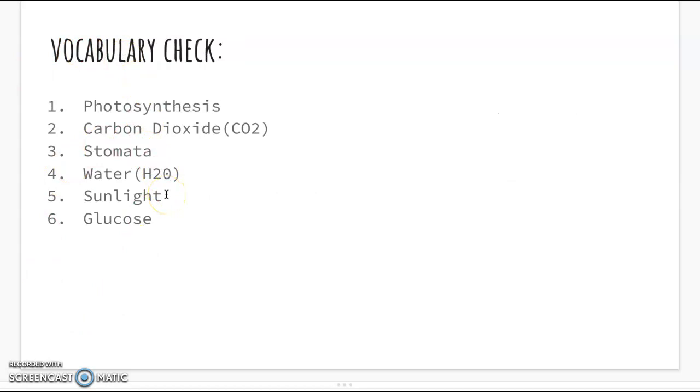Finally, now that we have gone over the process of photosynthesis, we have reviewed the topic, so you will ask yourselves if you understand the vocabulary and the terms, as well as be able to describe the process of photosynthesis.